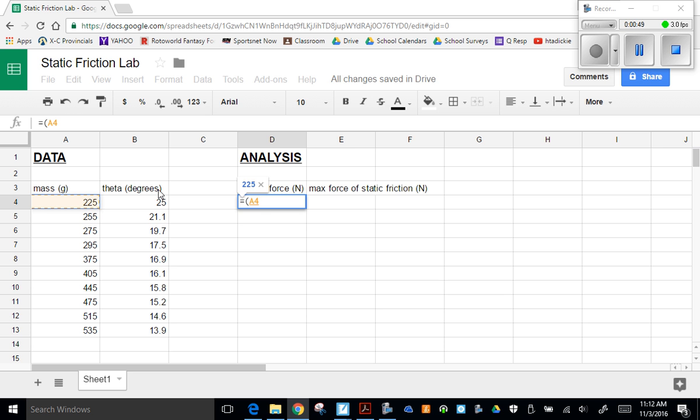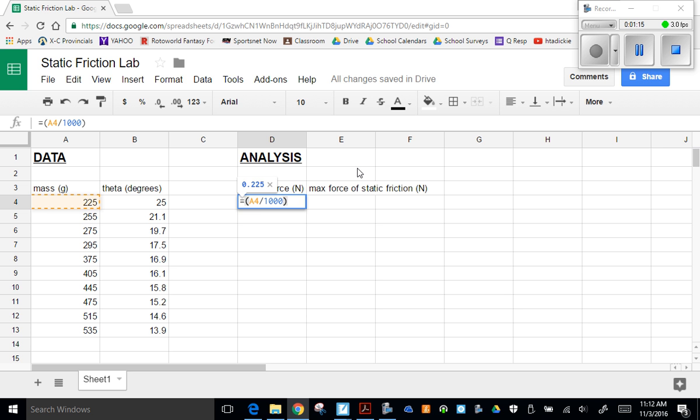Be liberal with brackets. Equals cell A4, because it's column A, row 4, that I want to convert to normal force here. That's my mass in grams. I've got to convert that to kilograms first. So let's divide that by 1,000. You can see that it tells me what the answer is as I go. That answer changes because as I add functions to it, obviously I'm going to get a different answer. So 0.225 is the answer of 225 grams converted to kilograms. Let's end that bracket.